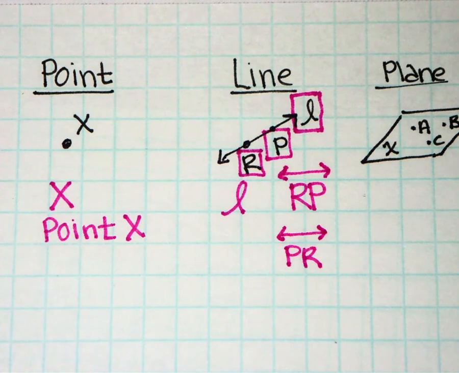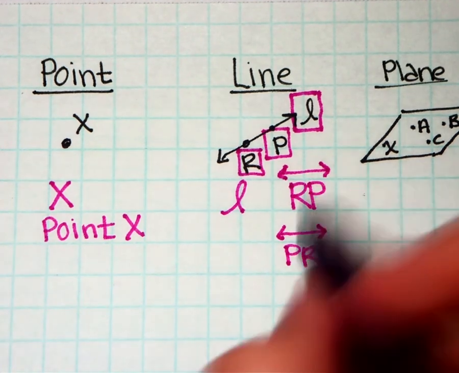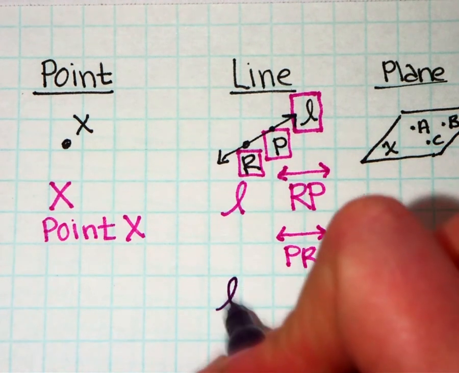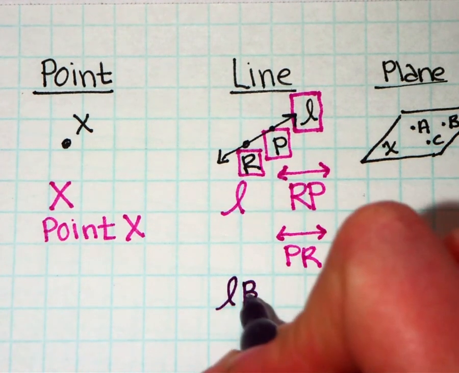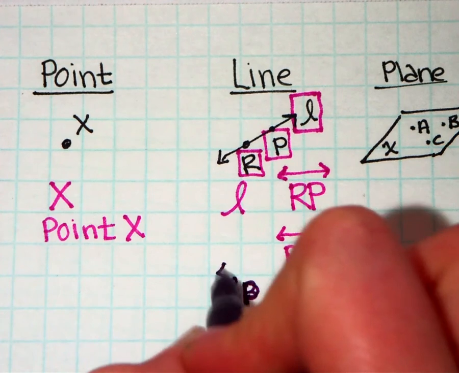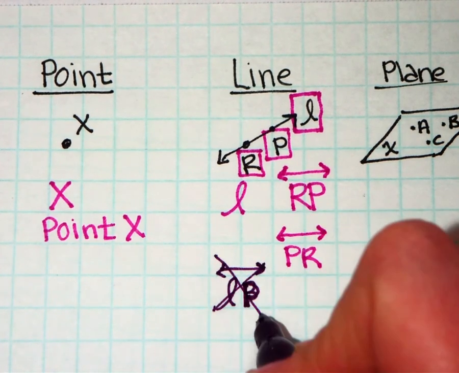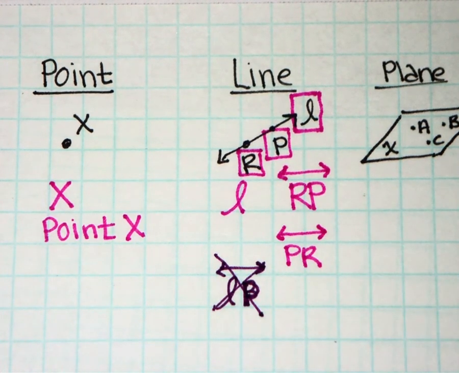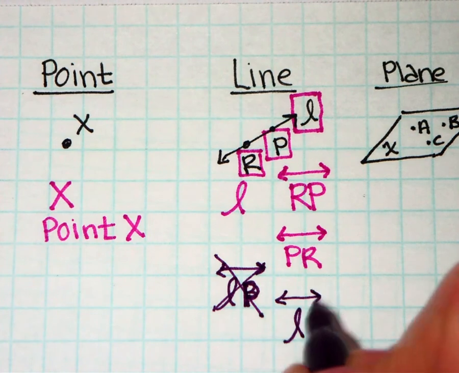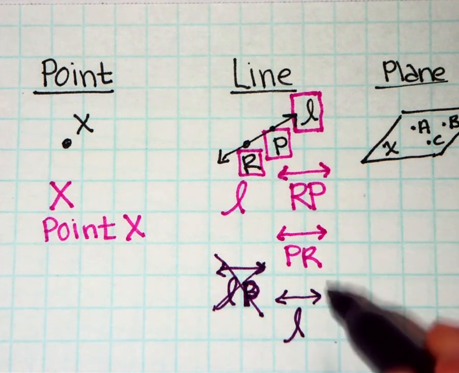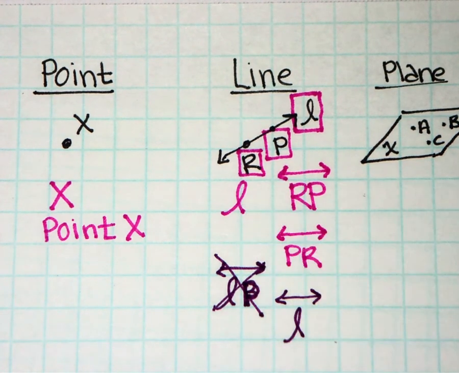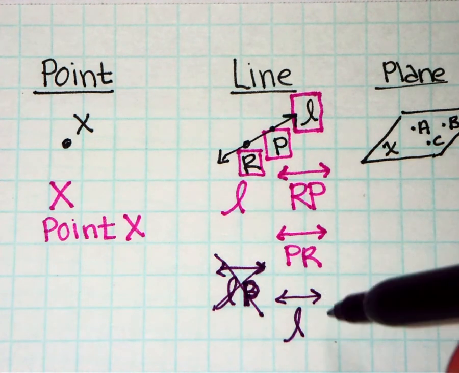We never combine lowercase cursive and print letters together. For example, you will never see LP with a line over it. That is not correct notation. You never write cursive and print letters together. Also, you will never see a lowercase cursive letter with the line symbol above it. That does not work because in math, the only thing you name with a lowercase cursive letter is a line. So again, this is a redundant symbol.